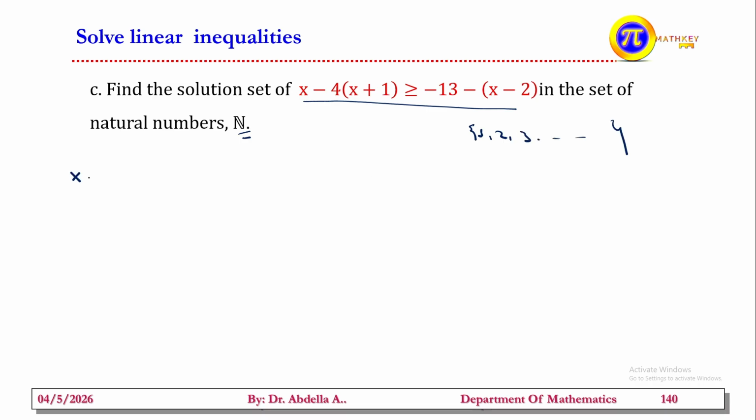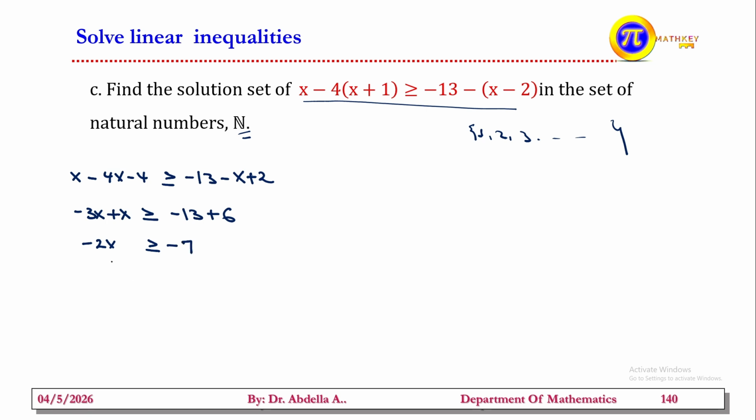This is x minus 4 times x plus 1, which means minus 4x minus 4, is greater or equal to negative 13 minus, distribute this negative, x minus 2, it becomes negative x plus 2. Now collect like terms: x's together on one side, constants on the other side. This becomes x minus 4x, that is negative 3x. Taking this negative x to the left side, it becomes plus x. Is greater or equal to negative 13 plus 2 plus 4, that is negative 7. Negative 3x plus x means negative 2x is greater or equal to negative 7.